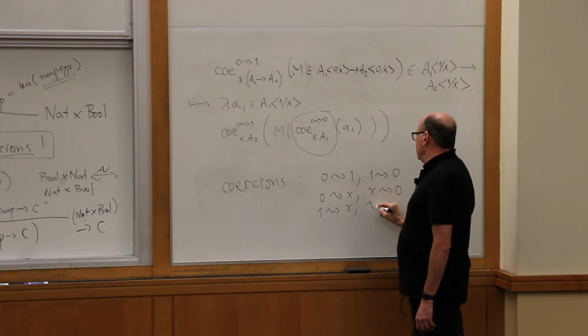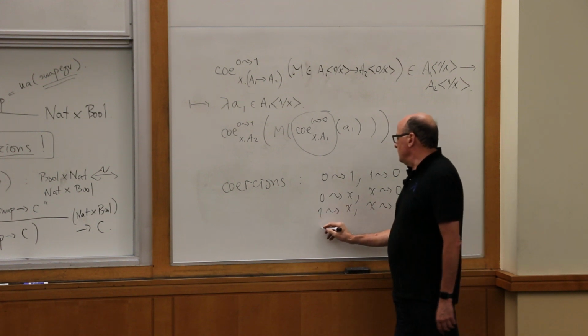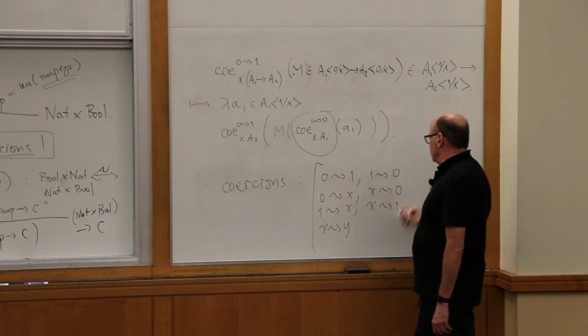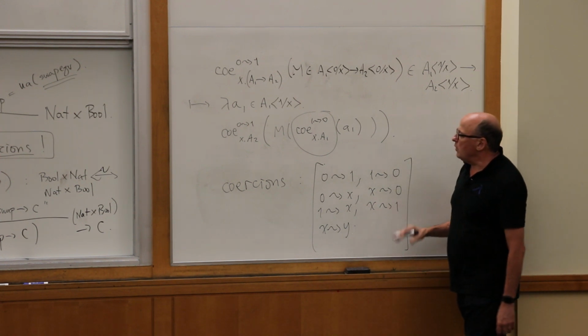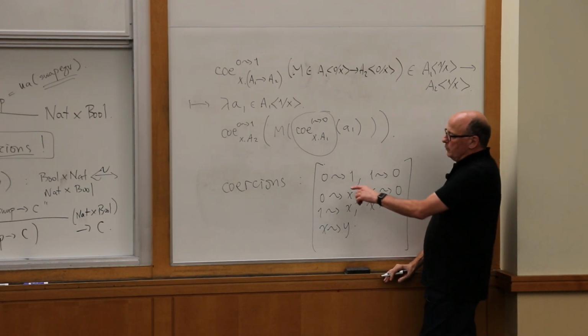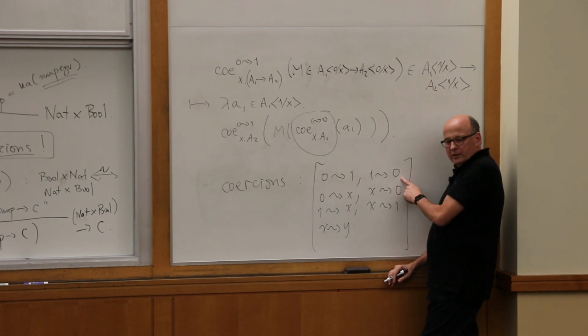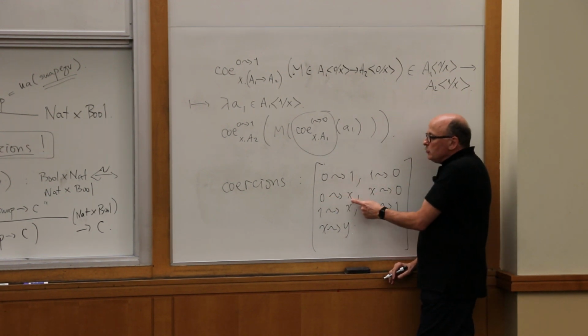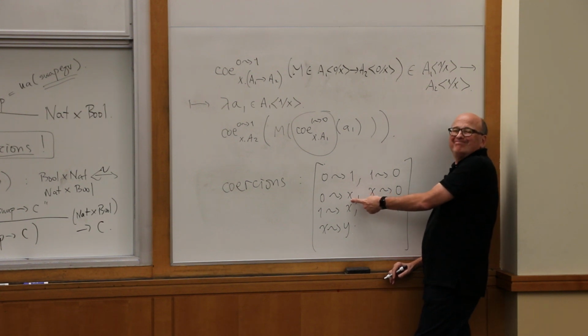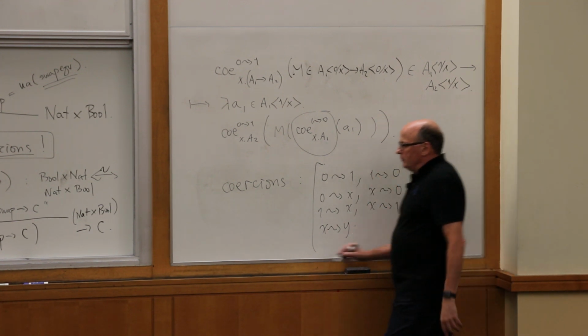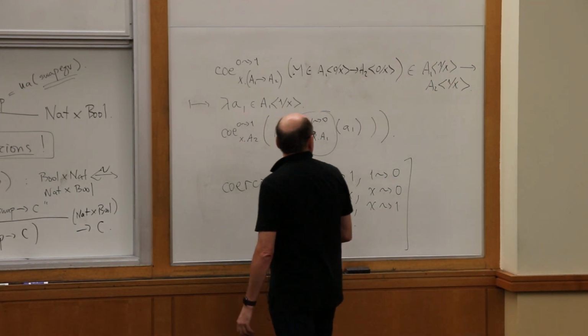1 to x, x to 1, and x to y. I need all of these coercions. This all has to be possible. So let's say roughly what it means. From the left end of a line to the right end of a line, from the right end to the left end, good. From the left end to an x line, okay? So what it means is if I plug in 0, what's going to happen is we're going to have the following thing.